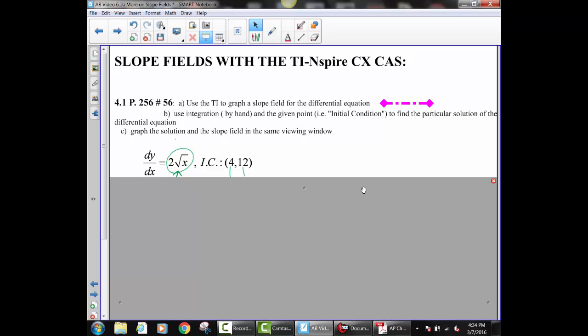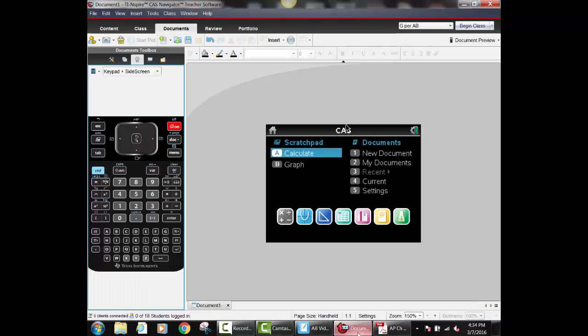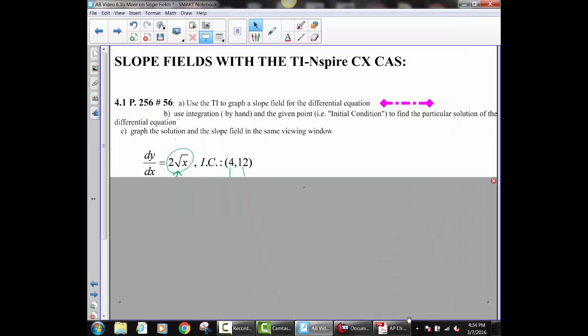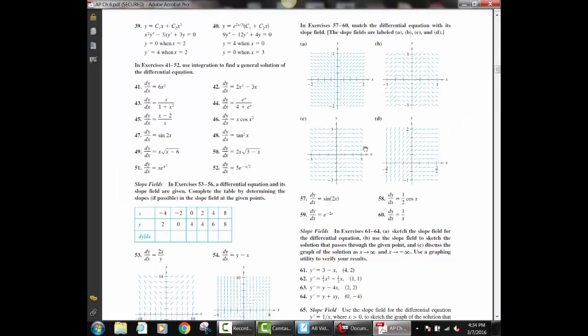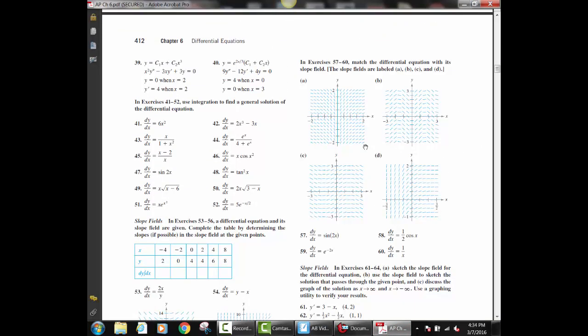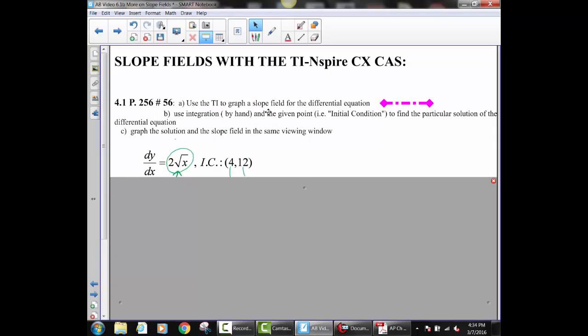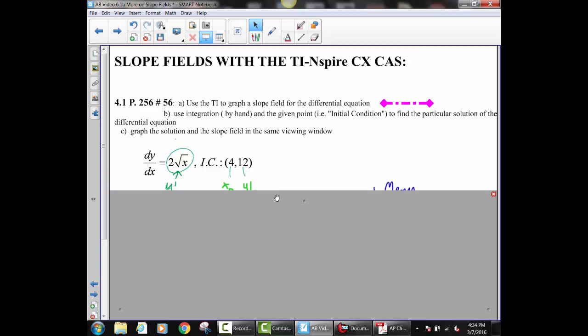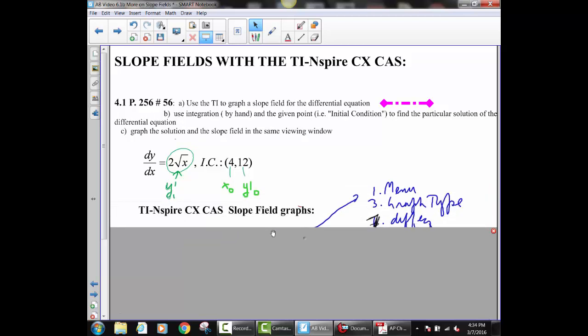So in number 56, page 256, I think this is not even in the right chapter, that's way back. So I'm not going to bother going back there. It says, use a TI to graph the slope field for the differential equation. Use integration by hand and the given point, which is the initial condition, to find the particular solution of the differential equation. Graph the solution and the slope field in the same viewing window. So we're given dy/dx equals 2 root x with an initial condition of (4, 12).